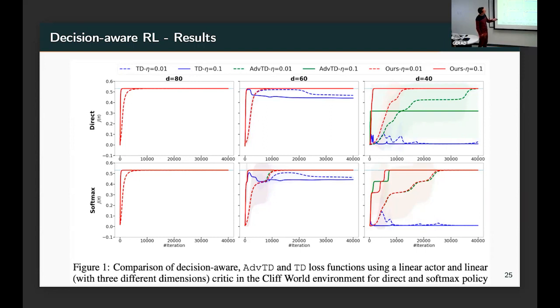As soon as your critic starts to become bad, then standard actor critic, these are the blue curves, the performance drops. You lose all guarantee. But if you do it properly, like in red, then you actually get convergence to the optimal policy, even if you had an error in the critic.